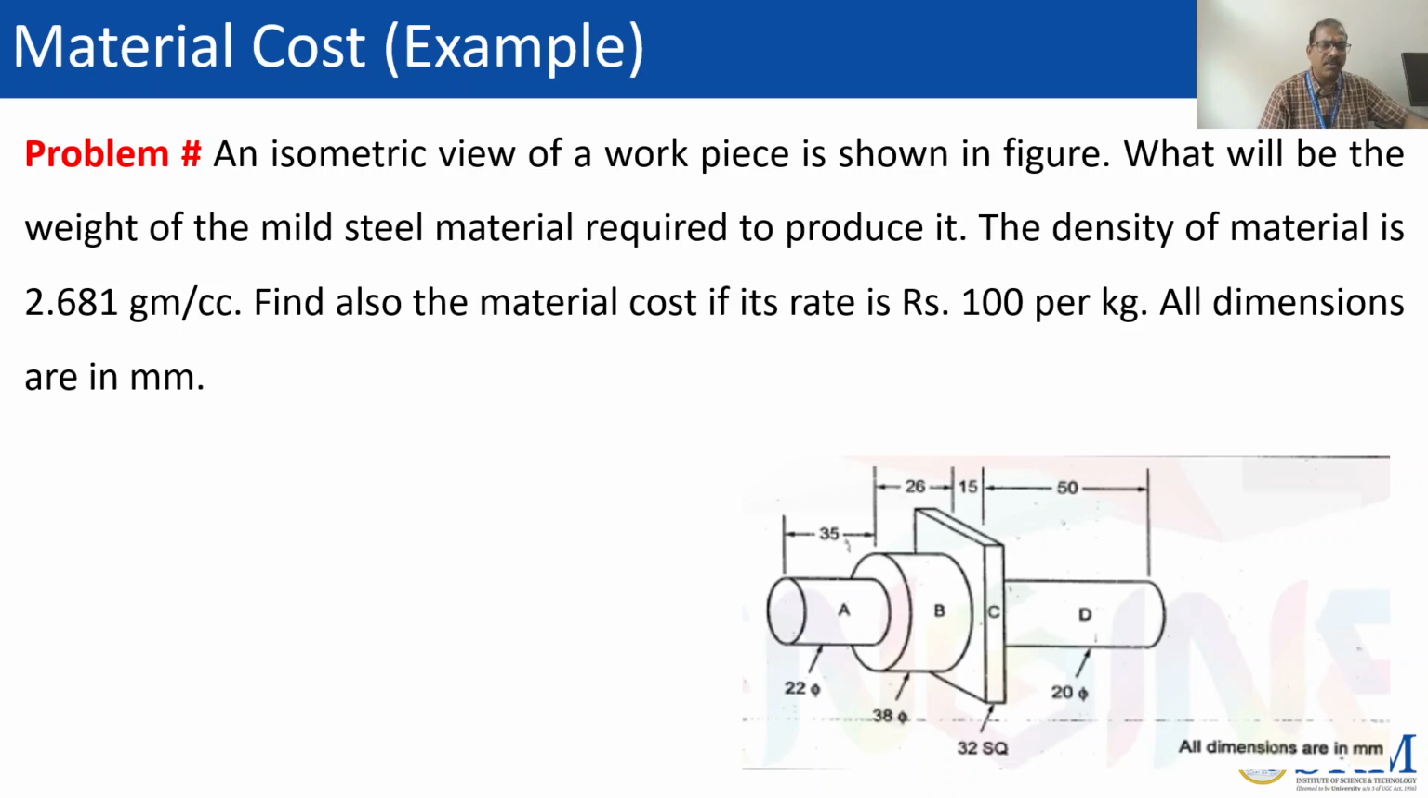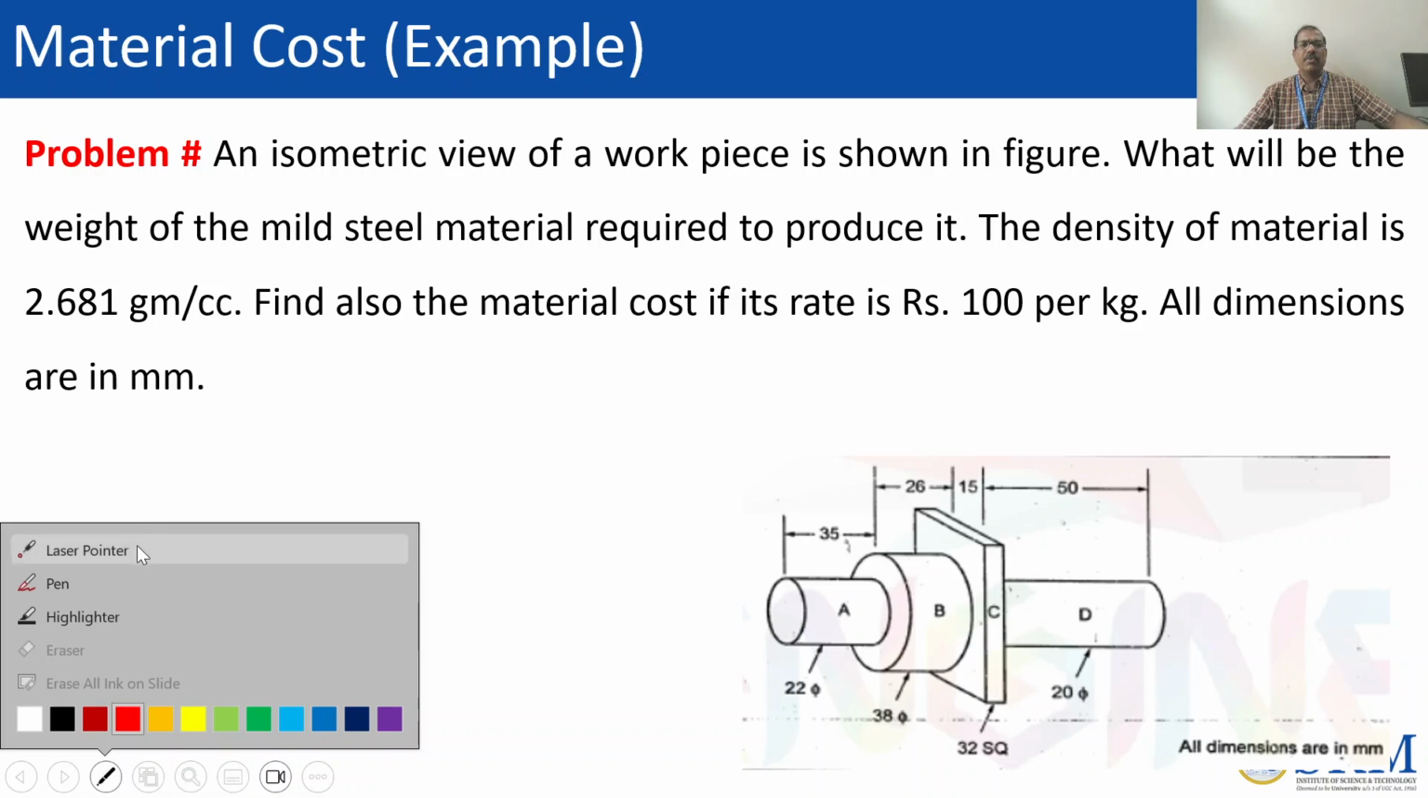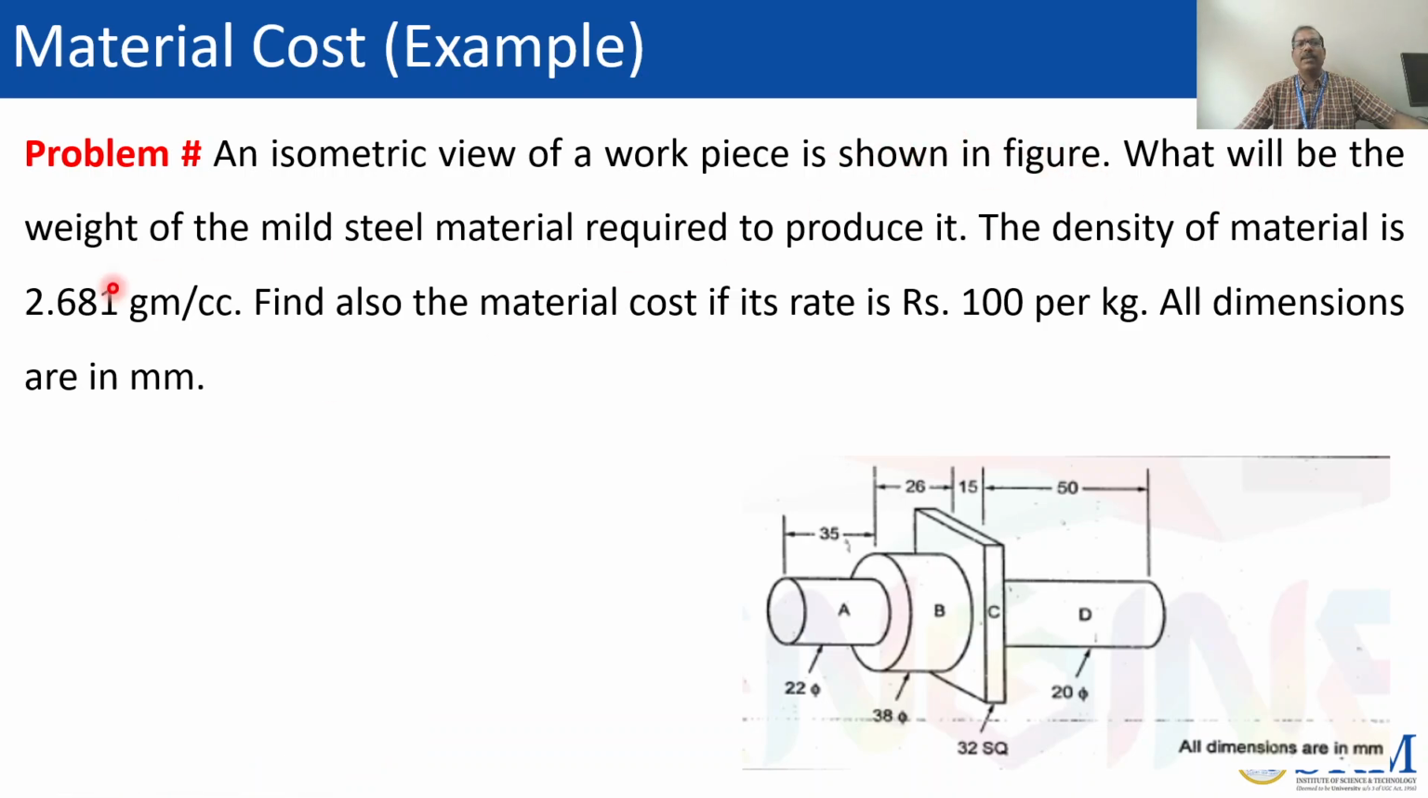So, a simple example for material cost calculation. Consider an isometric view of a workpiece. What will be the weight of the mild steel material? How much material is required to produce it? The density of the material is given as 2.68 gram per centimeter cube. Also find the material cost if its rate is rupees 100 per kg.